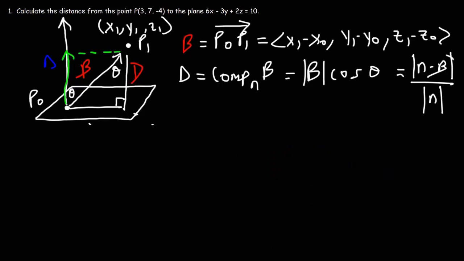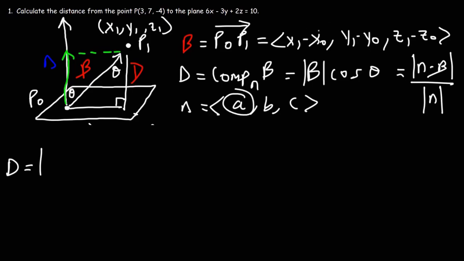So let's begin with the dot product of n and b. We have vector b, and vector n is simply a, b, c. So a is 6, b is -3, c is 2. So d is going to be the absolute value of the dot product of n and b.